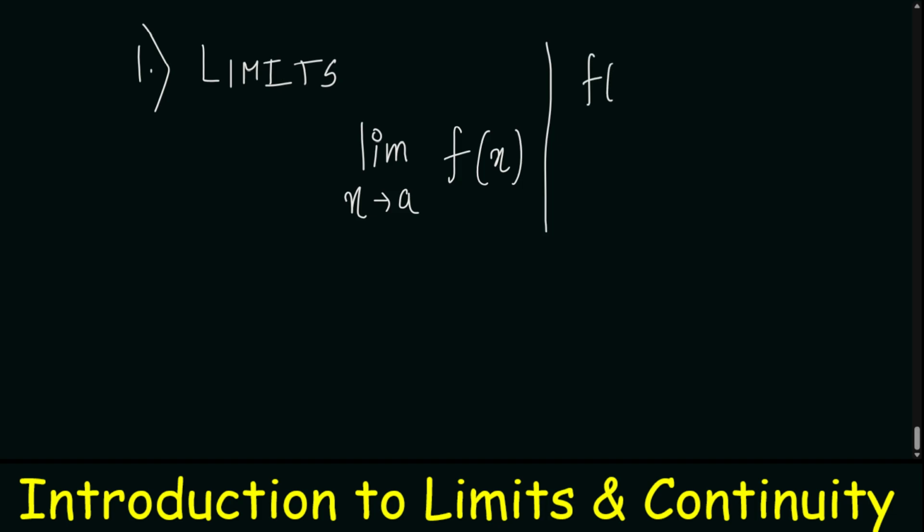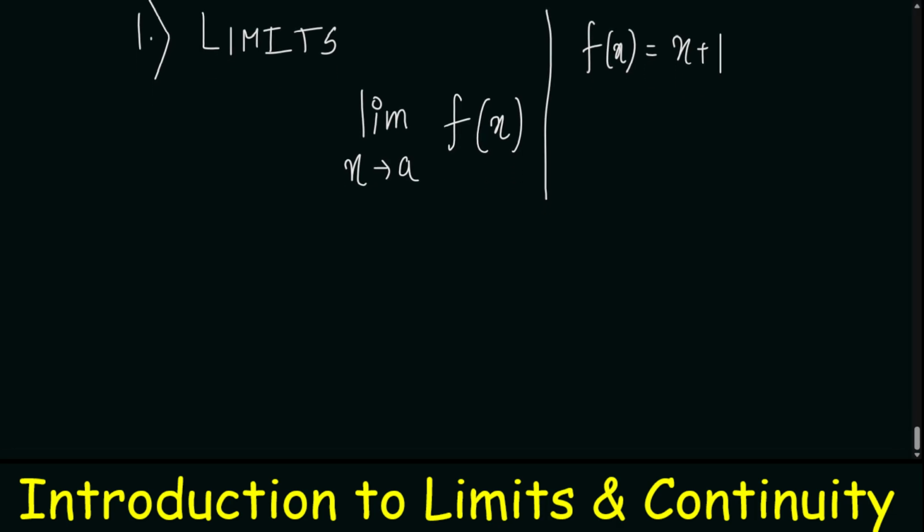Suppose you have the function f of x equals x plus 1, and we want to find the limit of this function as x tends to 0. When we say tends to 0, we simply mean that limit x tends to 0 of f of x would mean the limiting value of the function at the point x equals 0.